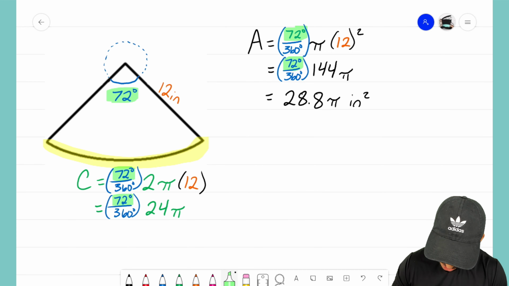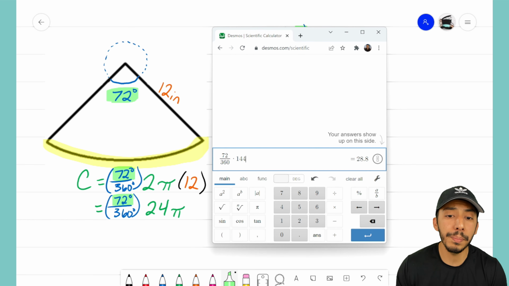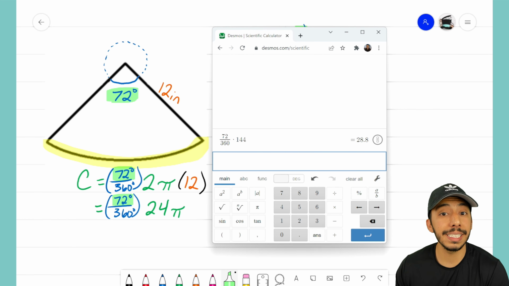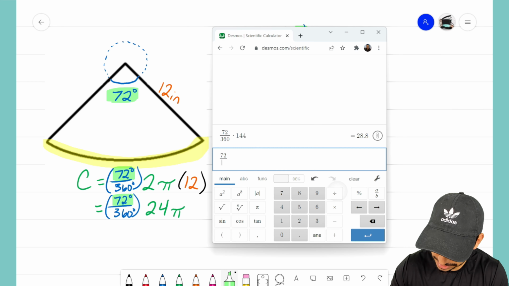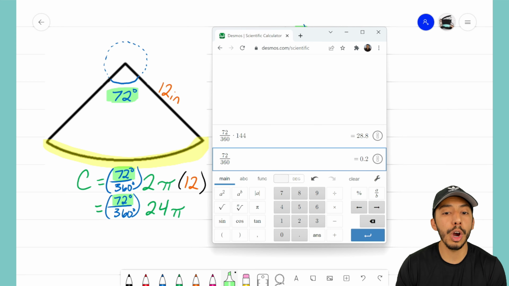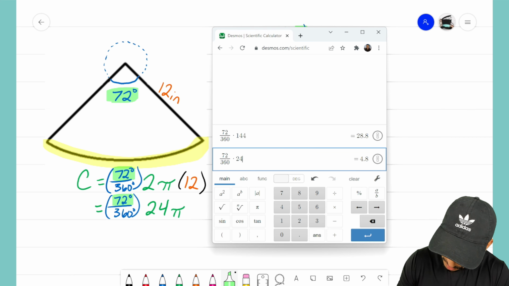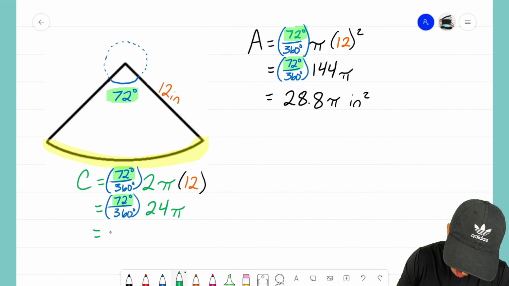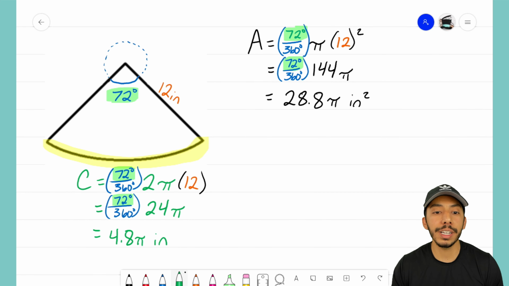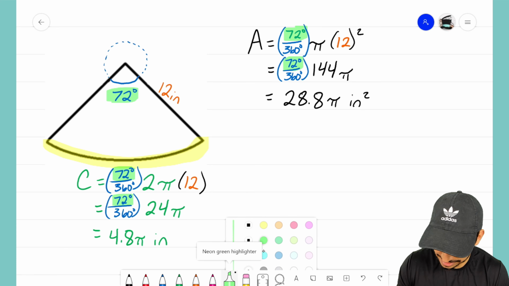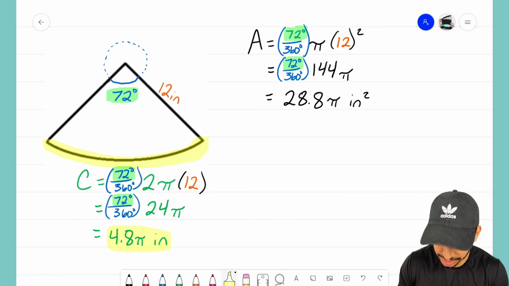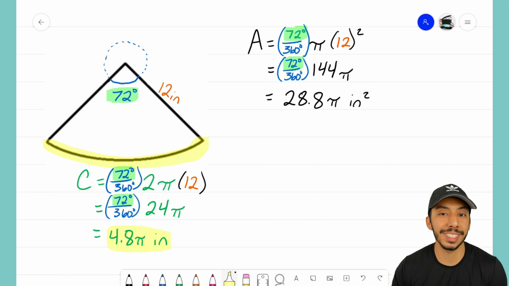And again, now we can just use our calculator from Desmos.com, punch that in, and we'll be able to see what that circumference is. So look, same exact fraction, 72 over 360. Now I'm going to times it by the 24. Again, not putting in the pi because I want to leave it in pi form. And it looks like we end up with 4.8 pi inches. That is the arc length for that sector. Again, it's not the entire circumference, but it's part of the circumference.